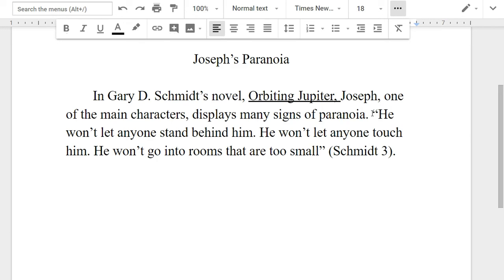In Gary D. Schmidt's novel, Orbiting Jupiter, Joseph, one of the main characters, displays many signs of paranoia. He won't let anyone stand behind him. He won't let anyone touch him. He won't go into rooms that are too small. Well, this just happens to sound like it might make sense, but typically it won't. What we need is to know who says it and what's happening in the story.